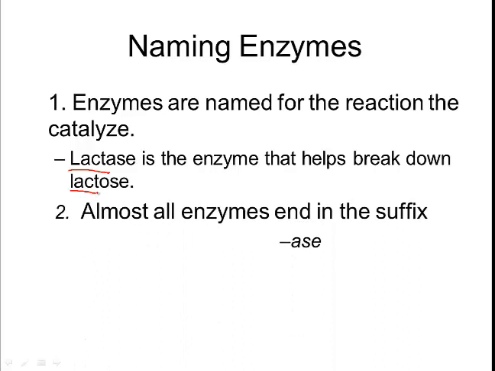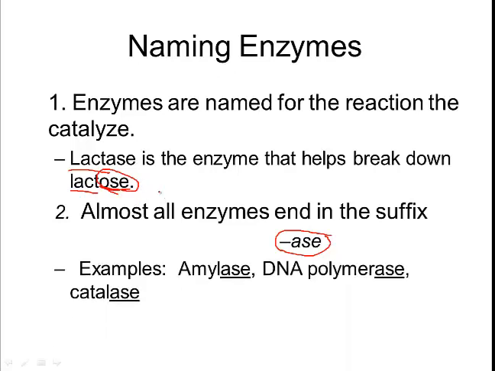Almost all enzymes also are going to end in the suffix ase. So anytime you see ase, think enzyme. And remember, when you see ose, that is a sugar. Okay, so examples of this: amylase, DNA polymerase, catalase. These are all enzymes, and I know immediately that they're enzymes because they end in ase. Then not only do I know that they're enzymes, I also can then say I know they're proteins because all enzymes are proteins. So they're all connected.